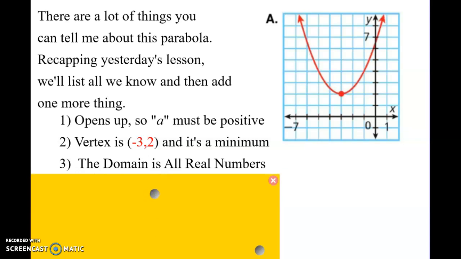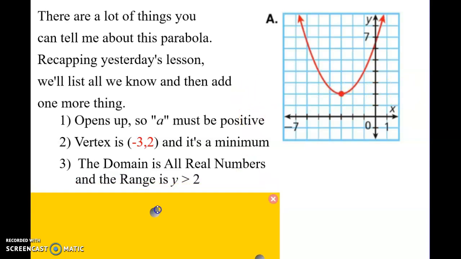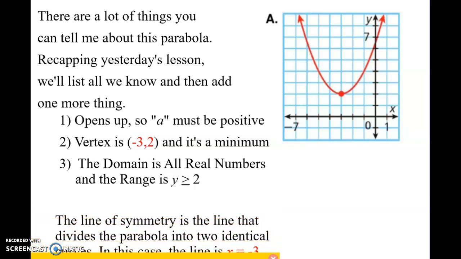Next, the domain is all real numbers. It can go anywhere along the x-axis in either direction. But the range is y is greater than or equal to 2. I needed to put that equal sign in there. But there's one more thing that we also know, and that's the line of symmetry.